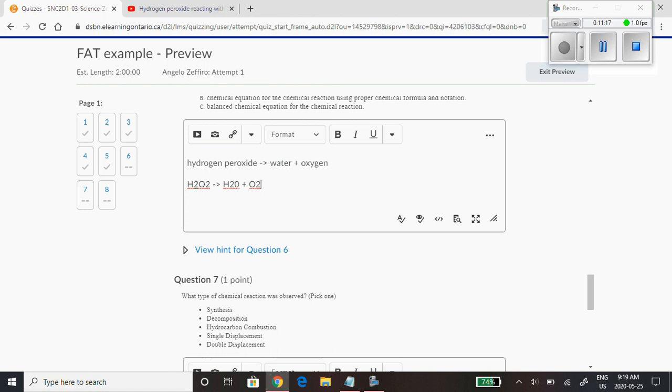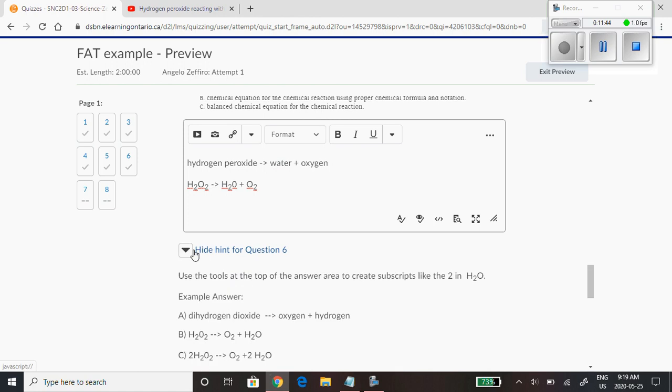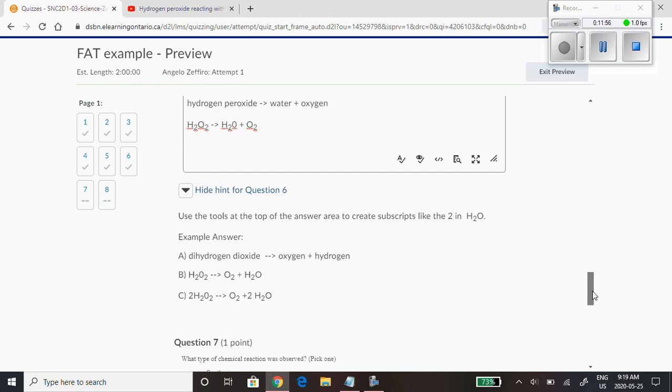Now that looks horrible, so let's make these things all subscripts. There we go. Make that a subscript. And a subscript. Perfect. So we've done B, right? The chemical formula, chemical equation, I should say, for this reaction. And it says a hint here. It's the same hint here. Use tools at the top of the answer area to create the subscript. And I gave an example also of what something would look like.